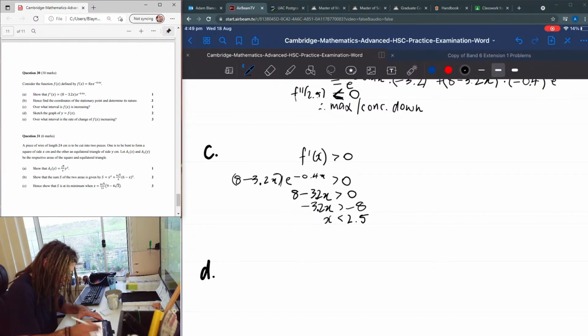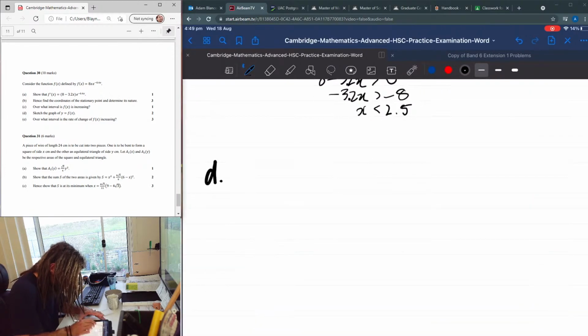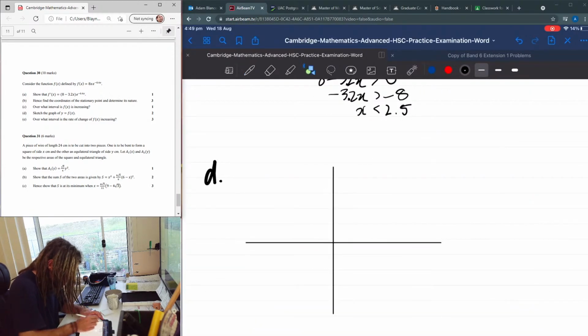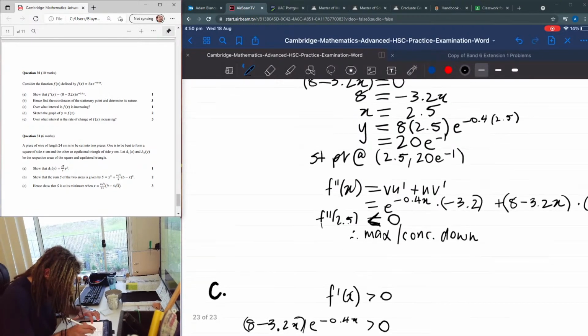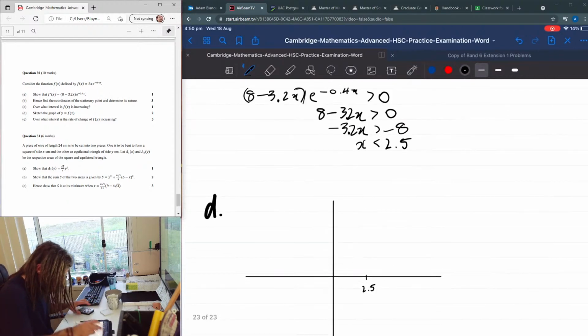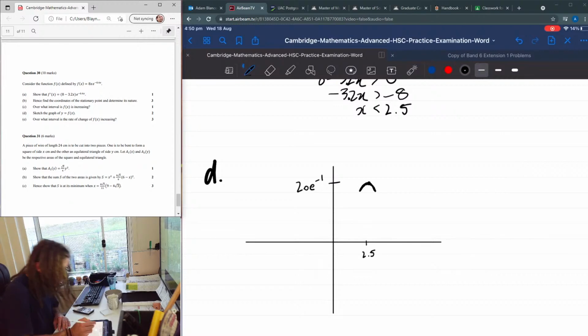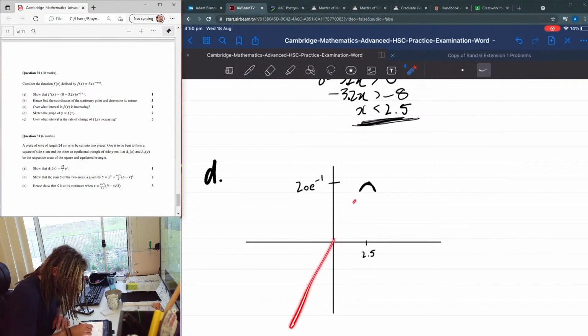Which I think the next one tells me sketch the graph. Yeah, okay. Now I know that. Let's just draw the thing. Let's call this 2.5. I know that the y value is 20 e to the minus 1. I just need to round about what that is. Okay, it's about 7. So at there's a maximum concave down turning point. Everything less than that, it's increasing. So let's just go like that.